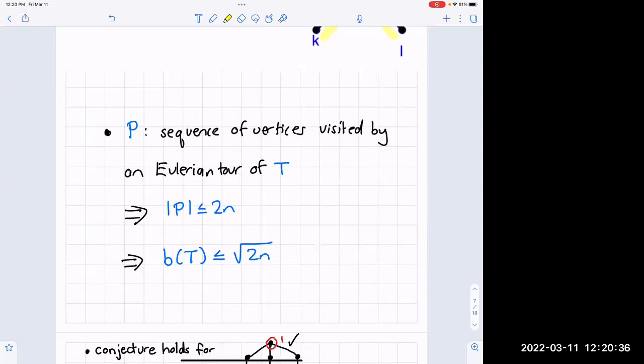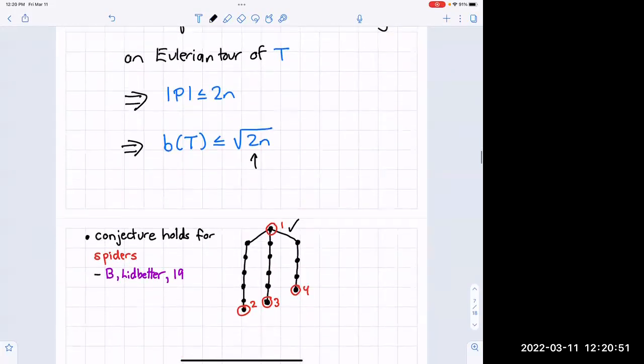Now that's not what the conjecture is saying though. We want this multiplicative term times n to be 1. So this doesn't give the conjecture, but I'm just explaining in this more heuristic fashion how you would do it and get an upper bound.